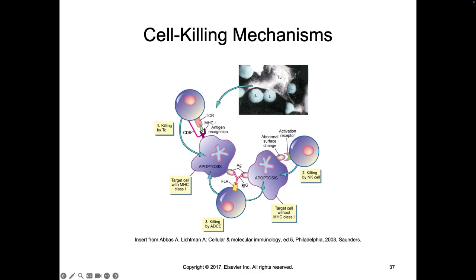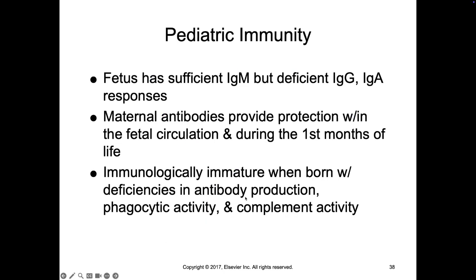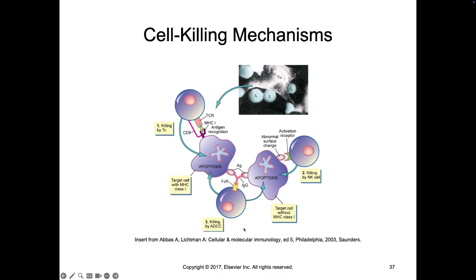So here the abnormal antigen is engaged by antibody bound to surface receptor on these cells. Back up. And here it's cytotoxic T, and here it's natural killer.